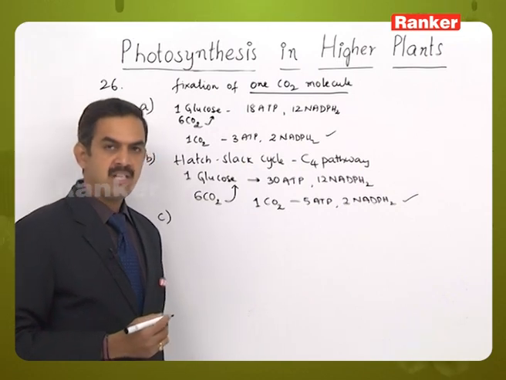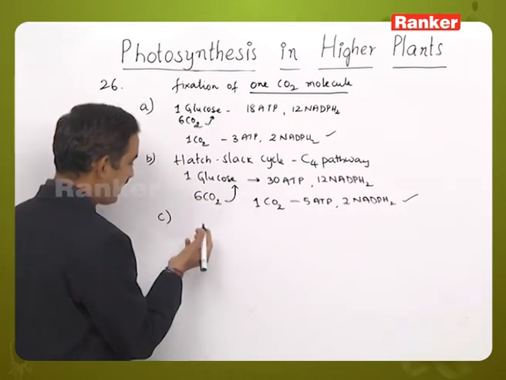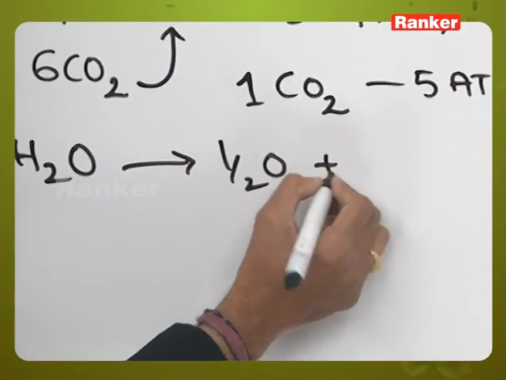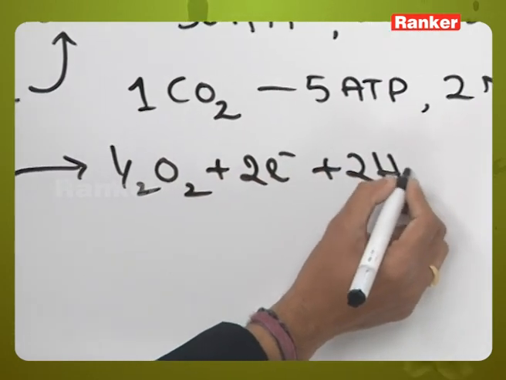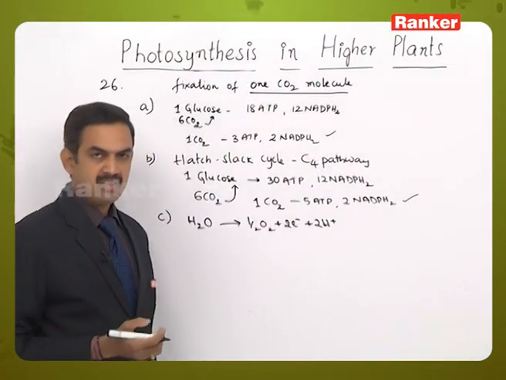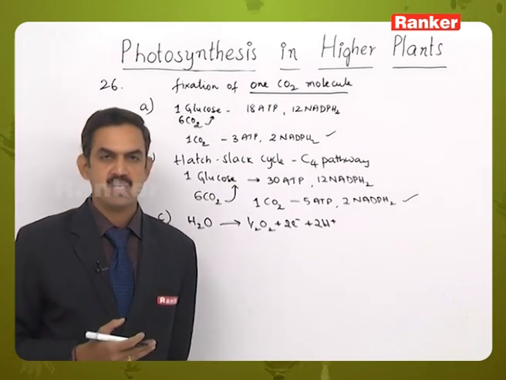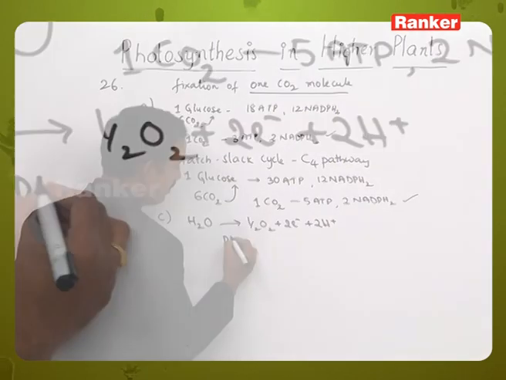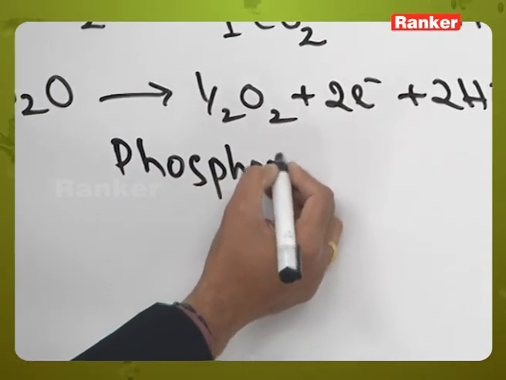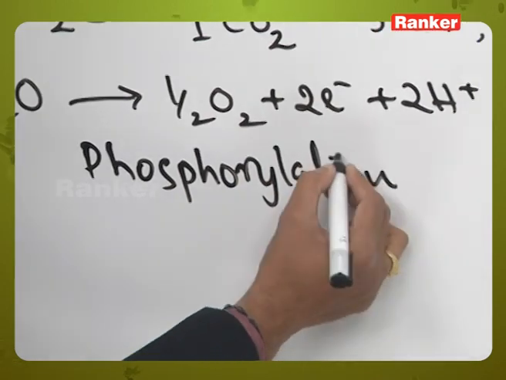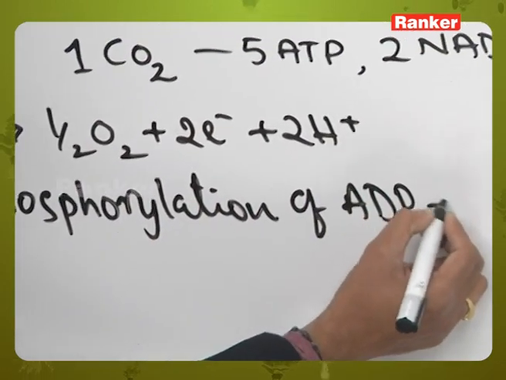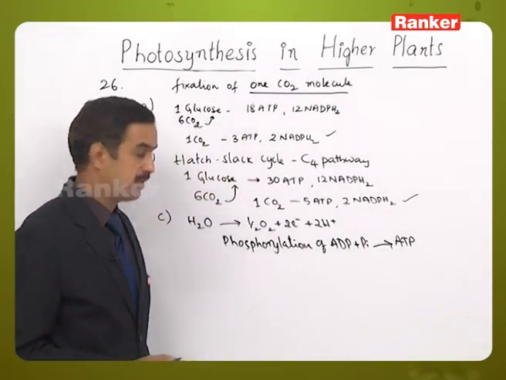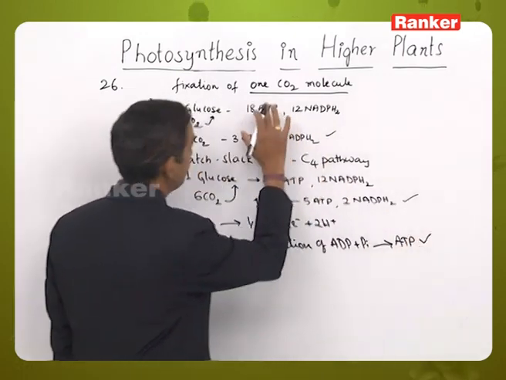Photochemical reactions are involved in photolysis of water. Already we said that water molecule will split in presence of sunlight to produce oxygen, electrons and protons. These electrons are taken by electron carriers and help in the chemiosmotic hypothesis, where the proton accumulation takes place, and which will help in the phosphorylation. That we call photophosphorylation, phosphorylation of ADP to produce ATP molecule. So this is also correct.